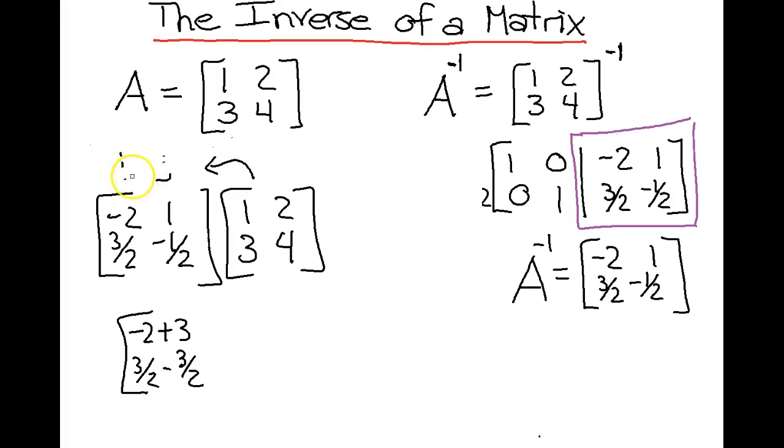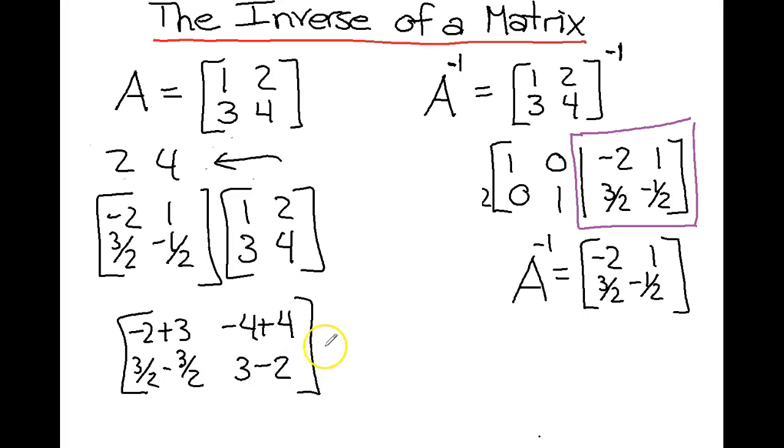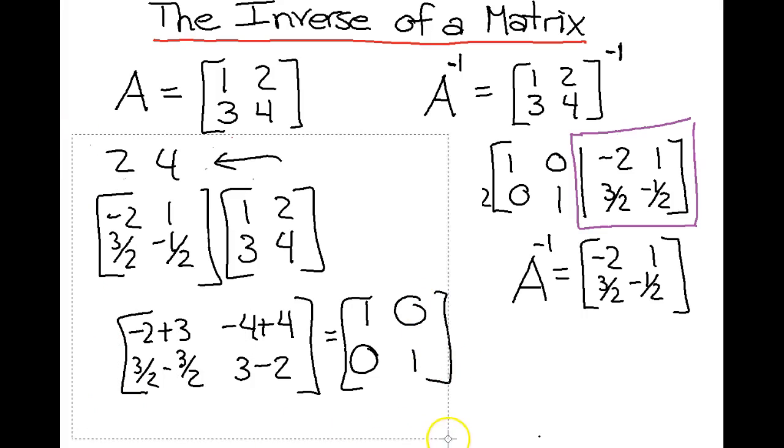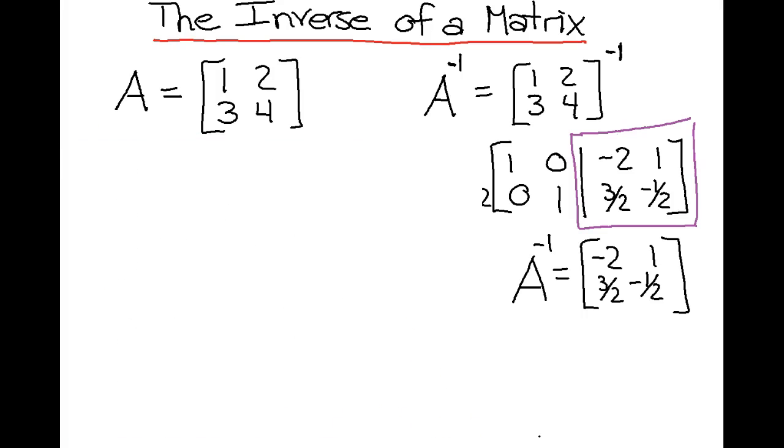Now I'm going to pull out my second column, 2 and 4. Multiply. 2 times negative 2 is negative 4, and 4 times 1 is 4. 2 times 3 halves is 6 halves or 3. 4 times negative 1 half is negative 4 halves or minus 2. When I simplify, I get a 1, a 0, a 0, and a 1. I get my identity matrix. So when we solved for the inverse, we solved correctly, and the inverse of matrix A is negative 2, 1, 3 halves, negative 1 half.